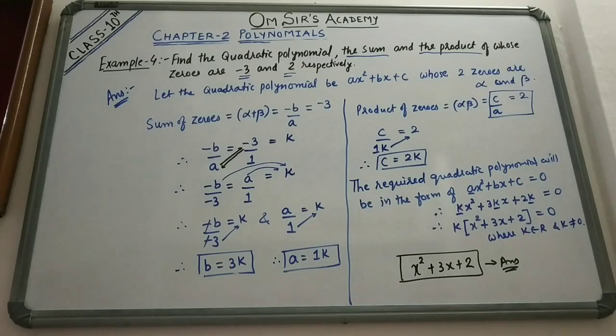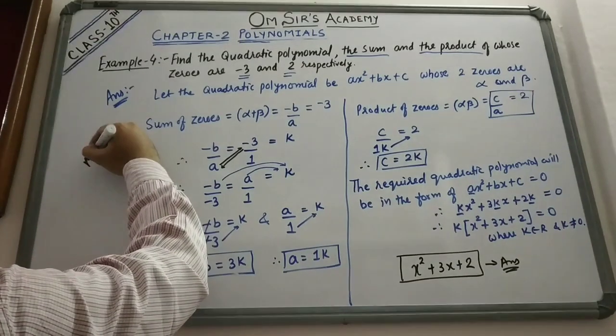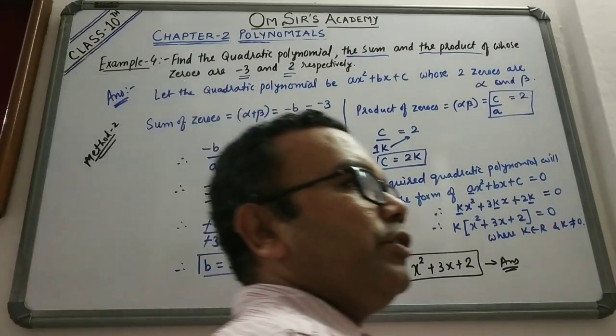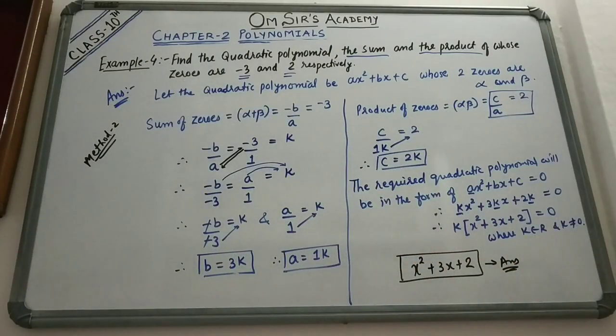So hope it was very easy. This is method 2 and the previous one was method 1. Whichever you feel is easy, you can do that method. Okay, both are given in the textbook. Is it clear, friends? Now we move to the next illustration, that is illustration 5.